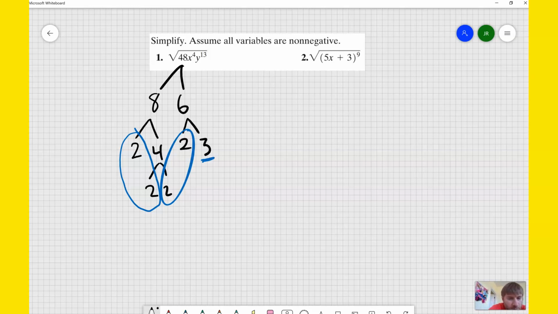So my answer is going to be, that pair of 2's comes out as a 2. That pair of 2's comes out as a 2. So on the outside I've got a 2 and another 2, which means I've got 4 on the outside. And that 3 is left over, so the 3 is still inside.